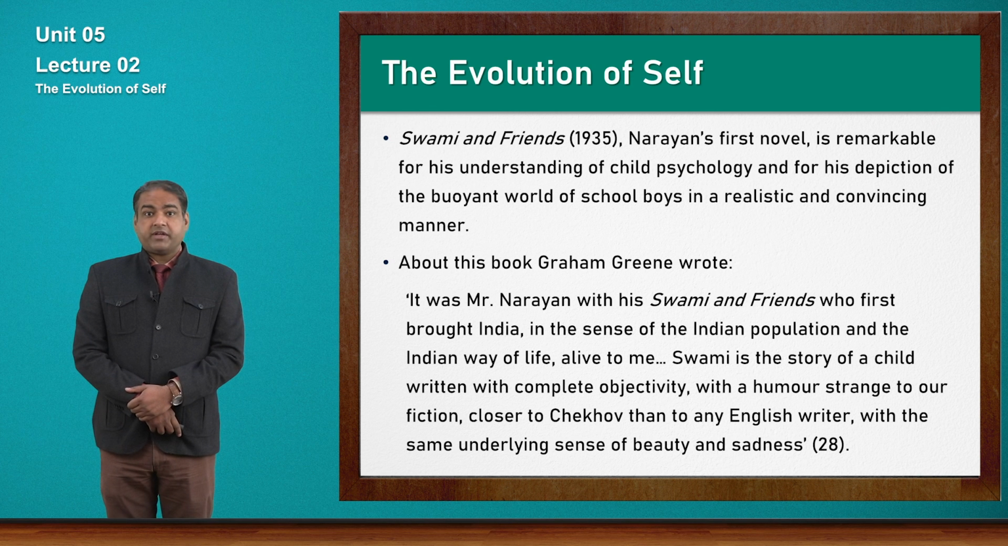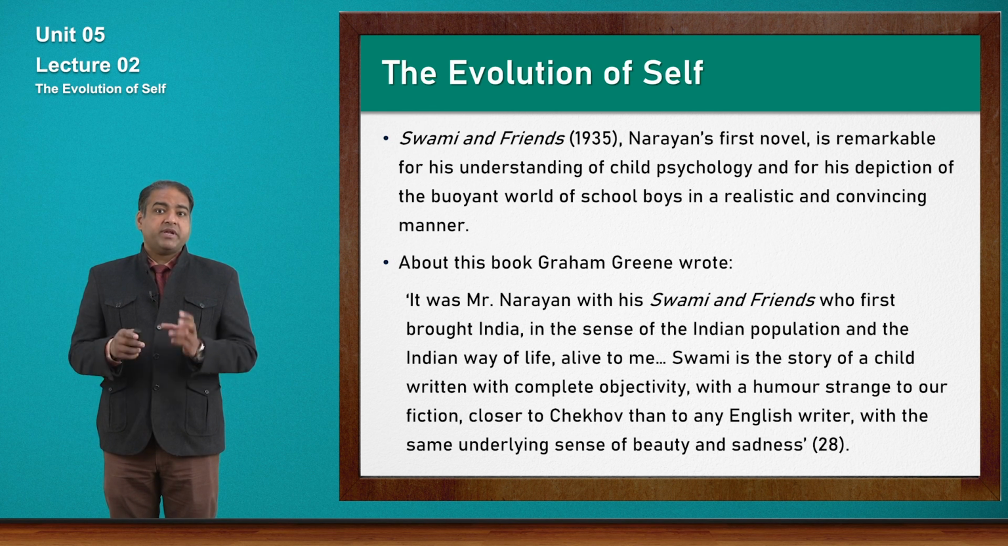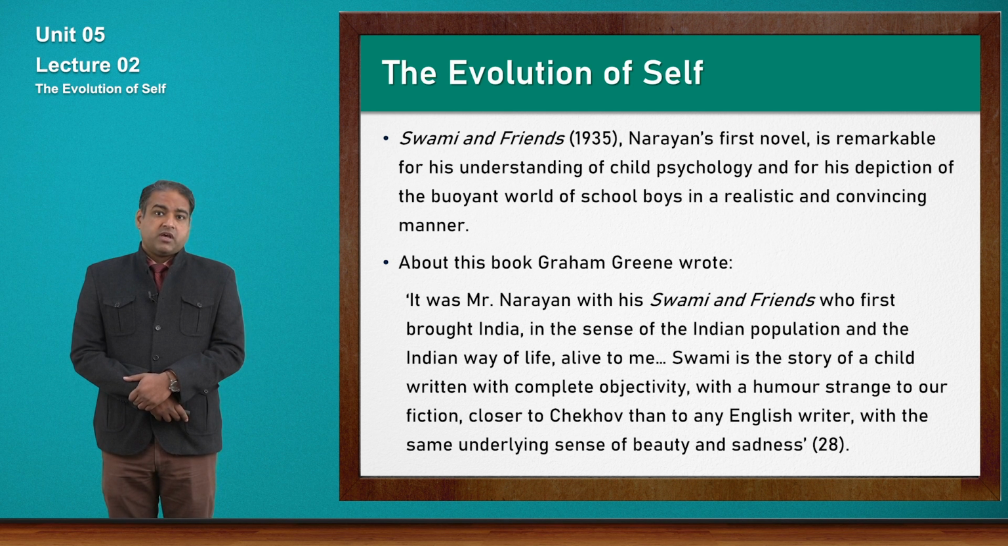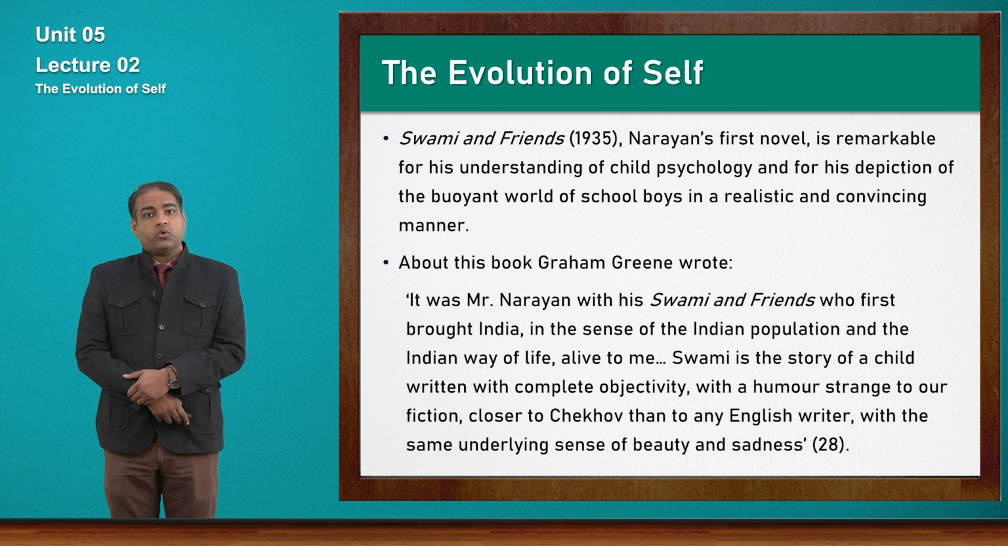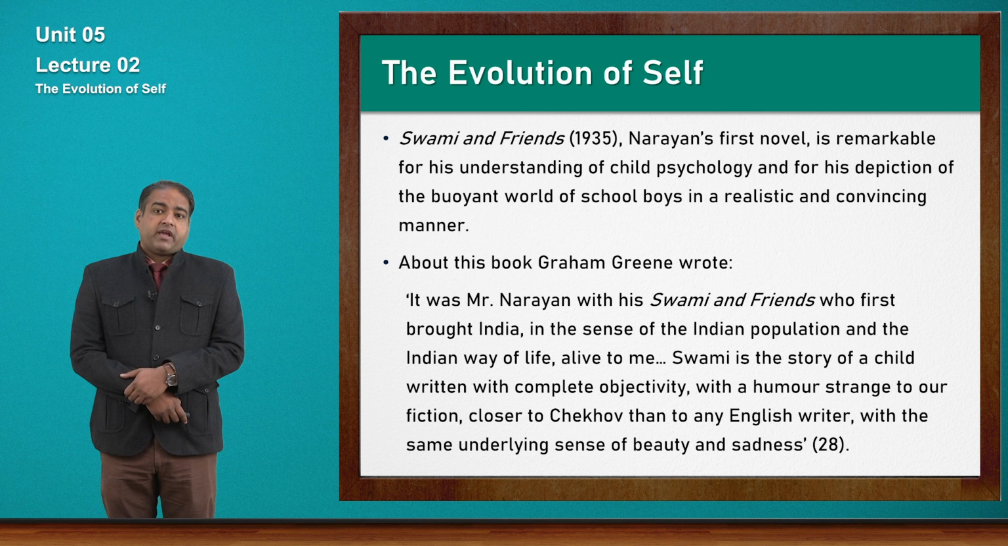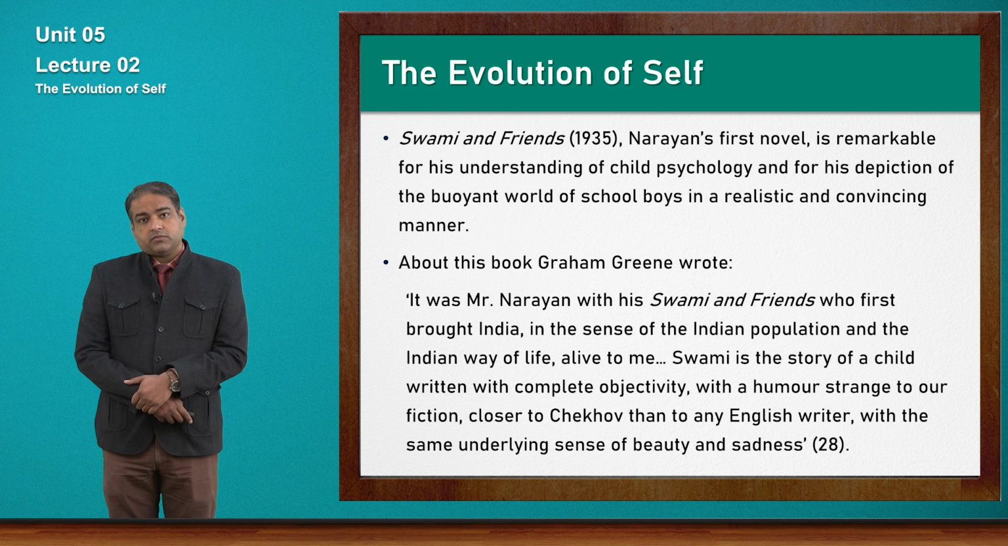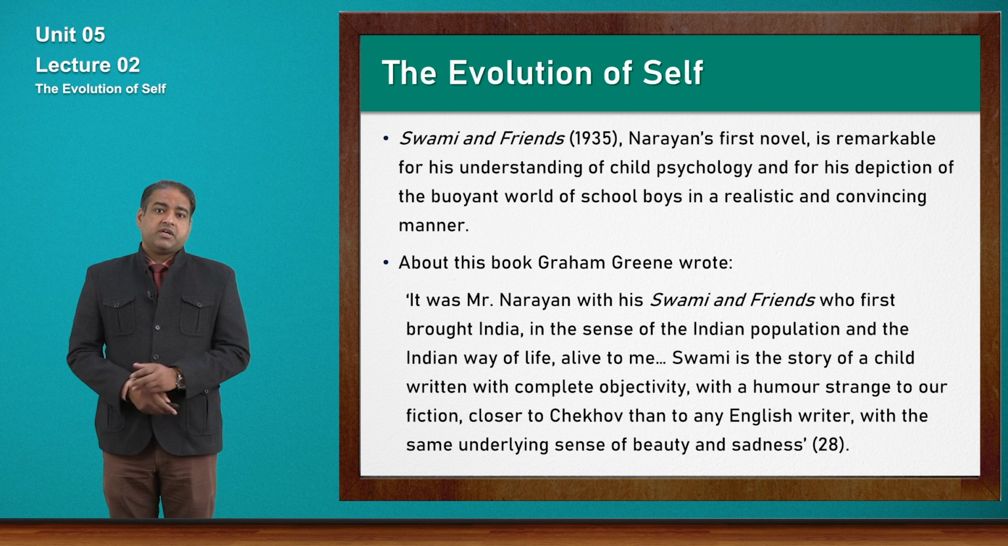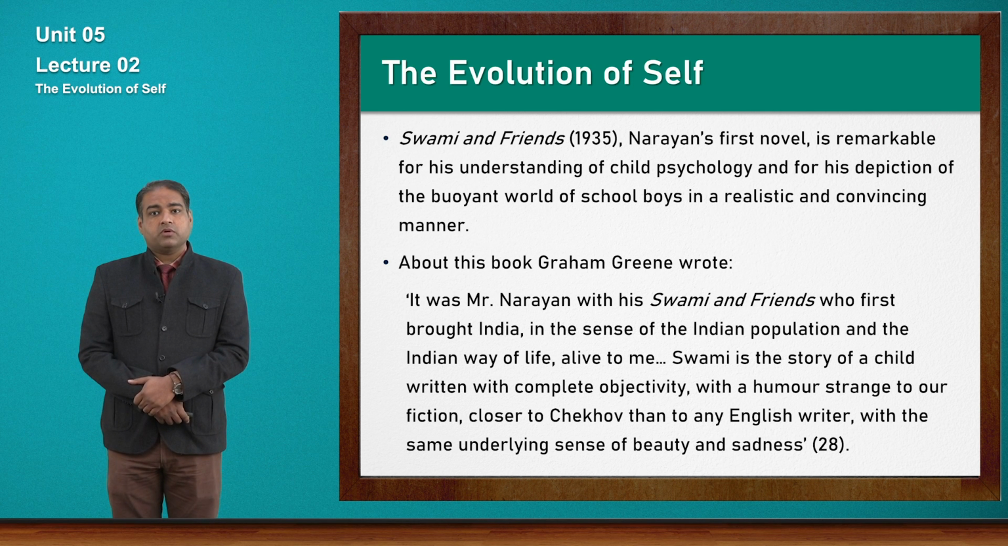Friends, being objective is very tough because all of us have some preconceived notions in our mind. All of us have some whims and fancies, and we behave in a particular manner only, and that kind of ideology is always visible in our writings. "Closer to Chekhov than any other English writer, with the same underlying sense of beauty and sadness." There is on one hand beauty in this work Swami and Friends. On the other hand, there is also sadness in this work. And R.K. Narayan was able to make a balance between the two with the help of this book.